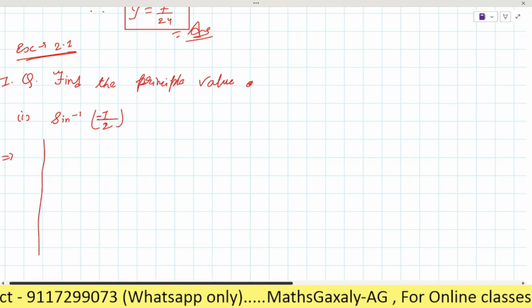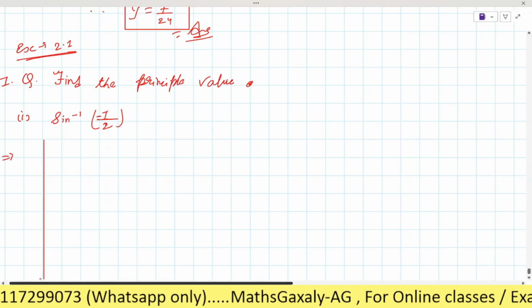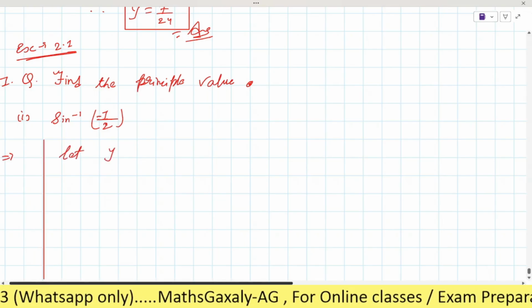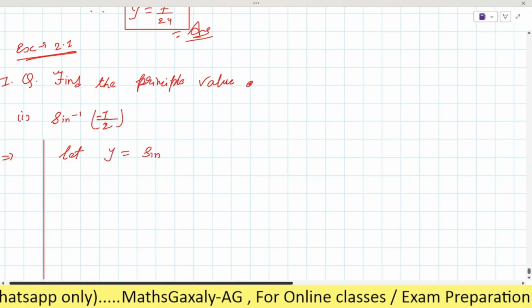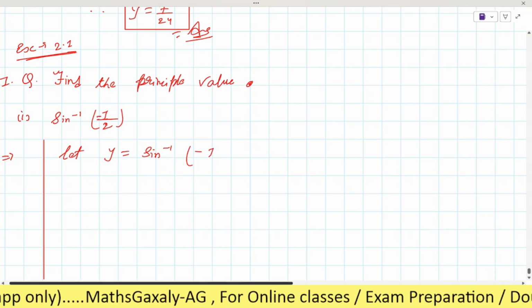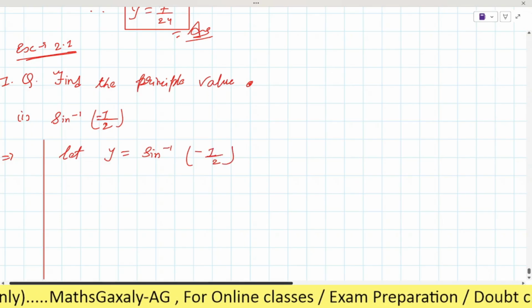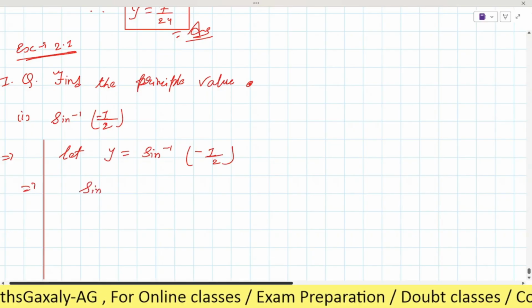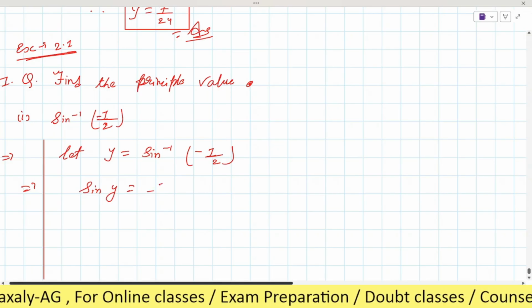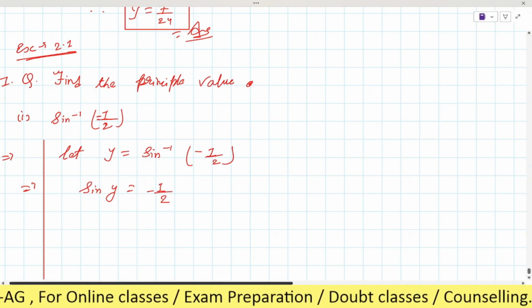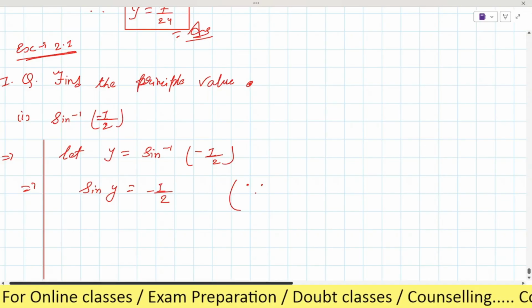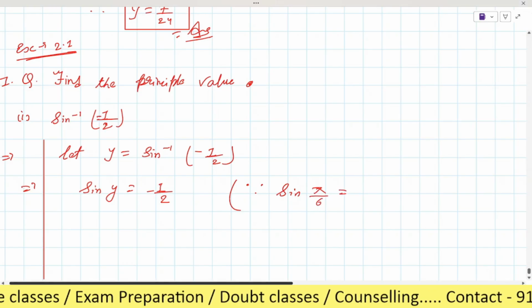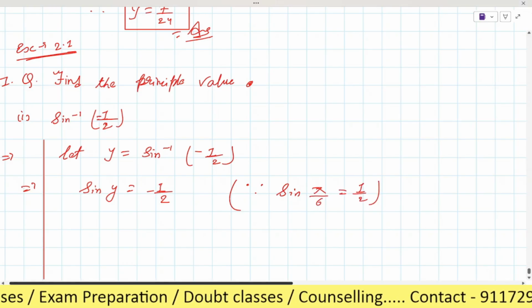Suppose this is the margin of your copy. So here first of all we will let y is equal to sine inverse minus 1 by 2. Is it clear? So it will become sine y is equal to minus 1 by 2, right? Since as we know that sine pi by 6 is equal to 1 by 2.